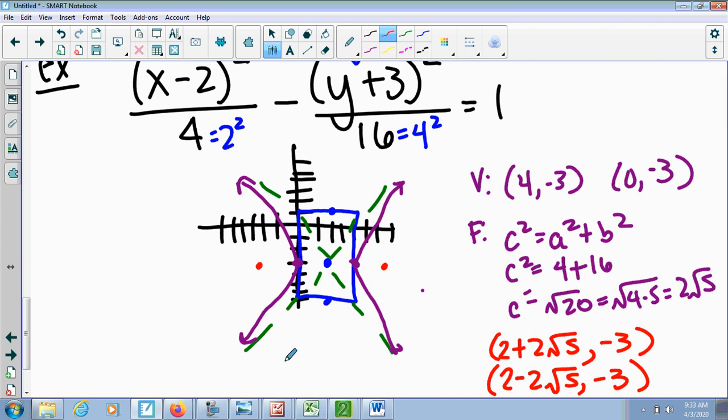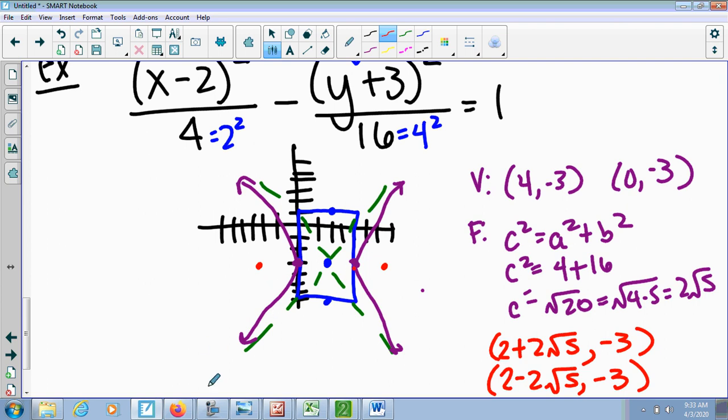Okay? You will have some where you have to write the equation, and it gives you the vertices and also gives you the conjugate, the size of the conjugate axis, or that distance. So remember, the conjugate axis is the opposite one, the one that does not have the vertices in it. So if you see that, that's what that means.